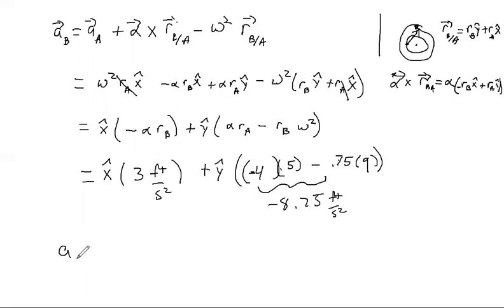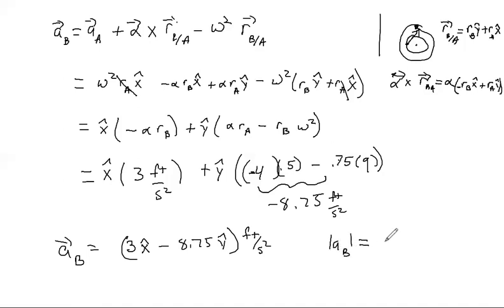So I get the acceleration at point B to be 3 x hat minus 8.75 y hat feet per second squared. If you use the Pythagorean theorem, you find that the magnitude of the acceleration is 8.92 feet per second squared, and the angle associated with it is negative 71.1 degrees. Whew. Sorry about that. Filling out numbers.